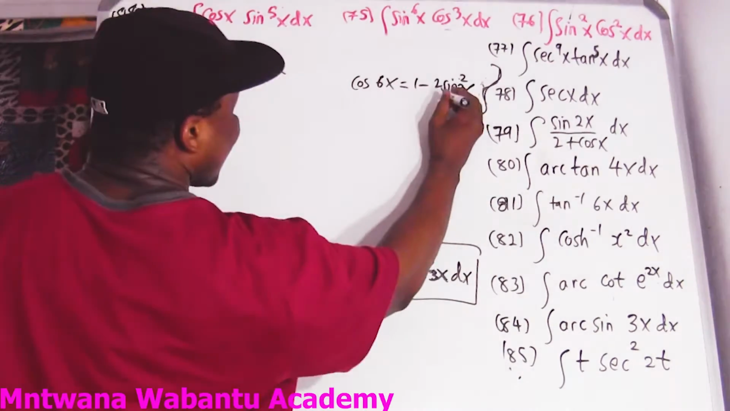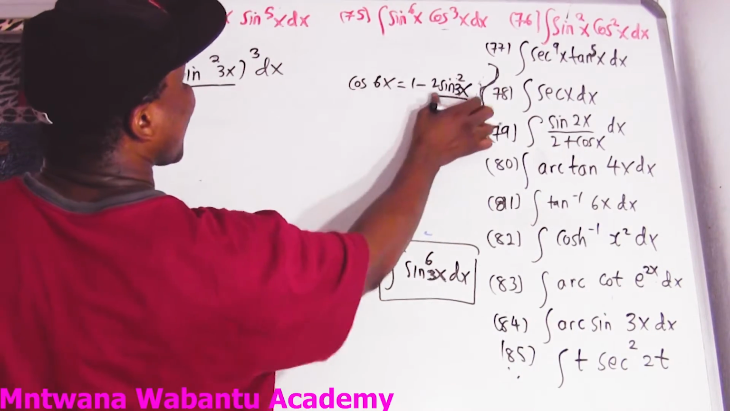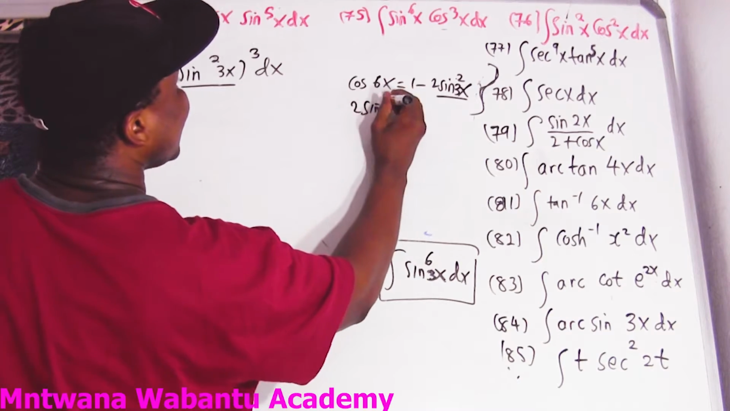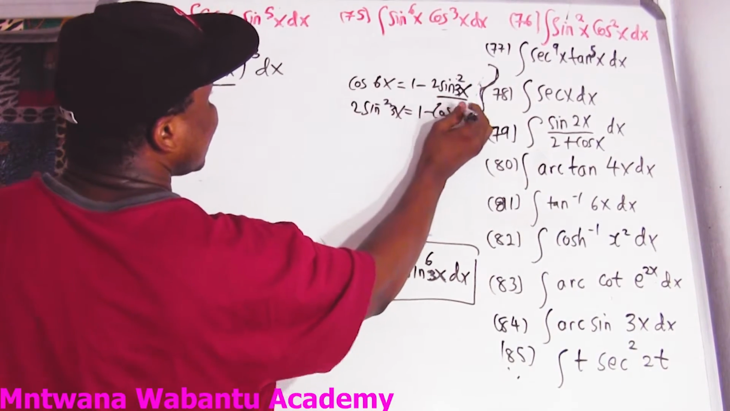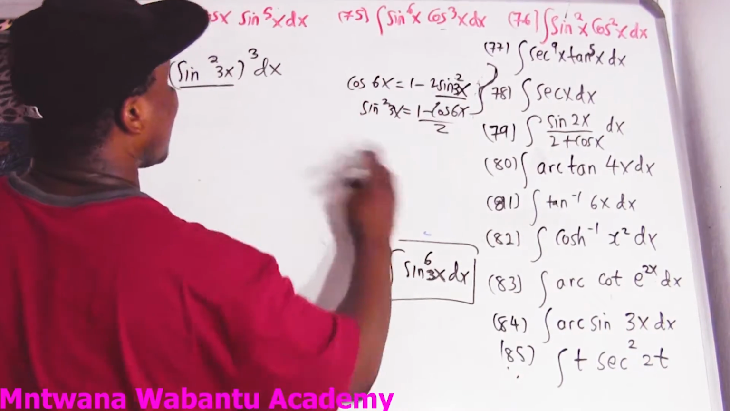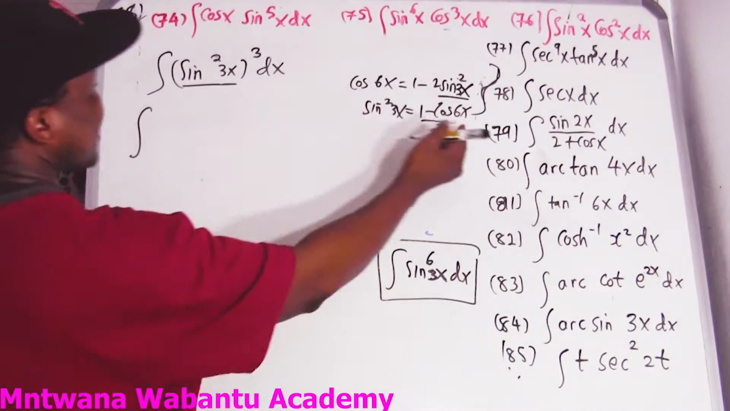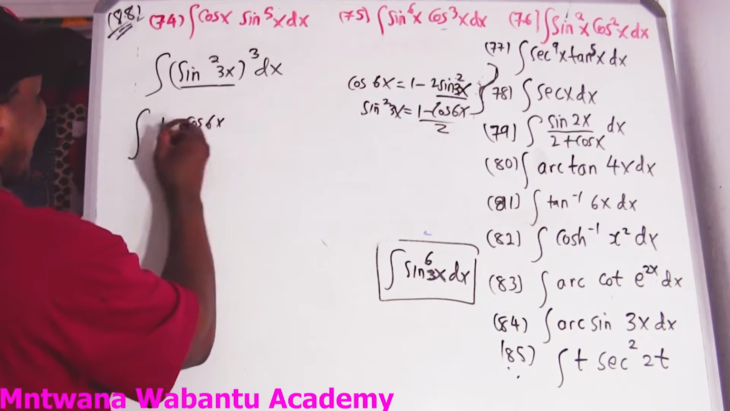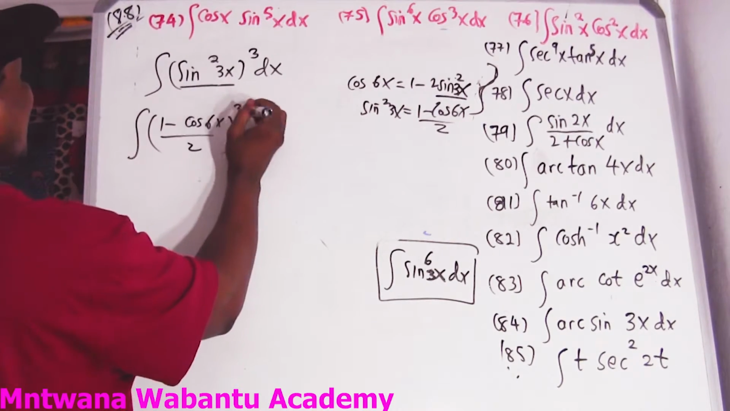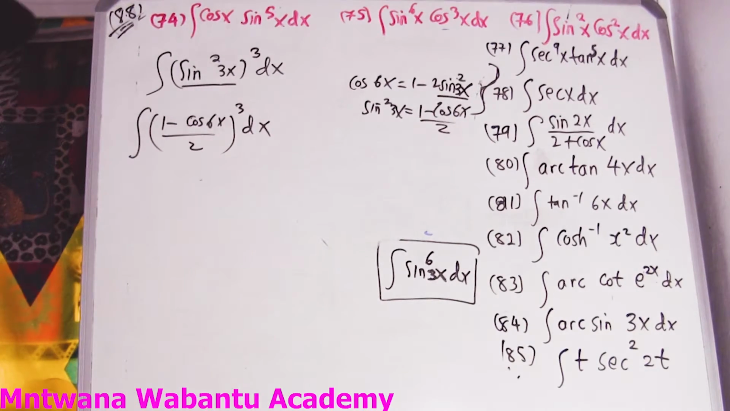So now I want to make it the subject, so I can come and replace. So this is going to be 2 sine square 3x equal to 1 minus cos 6x, divided by 2. So this is going to replace. So now the integral, instead of writing there, I'm going to say 1 minus cos, this question is big, man. And then power 3 dx. You see what I'm saying?